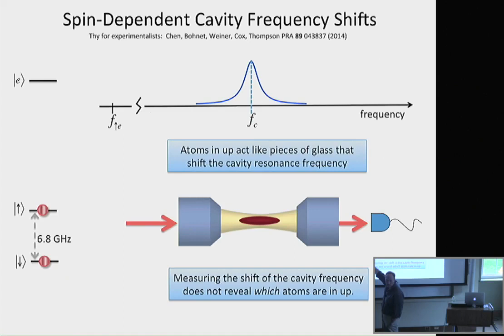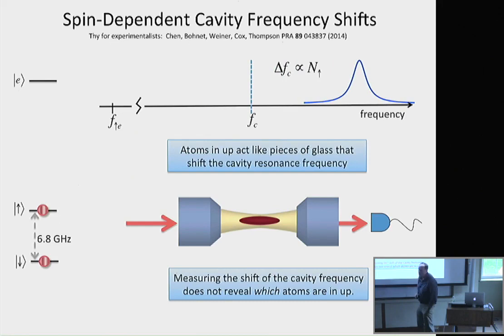We tune a cavity mode to be close to resonance with the up to E transition sitting here in frequency space. If no atoms are in spin up, the cavity mode sits here. But if I put atoms in spin up, I get a dispersive shift of the cavity resonance frequency. James Cumming, yada, yada, yada. Basically, atoms in spin up look like a little piece of glass, changes the optical path length between the mirrors, and the cavity resonance frequency shifts. So all we have to do is measure this frequency shift very, very precisely, and we can back out the number of atoms in up.